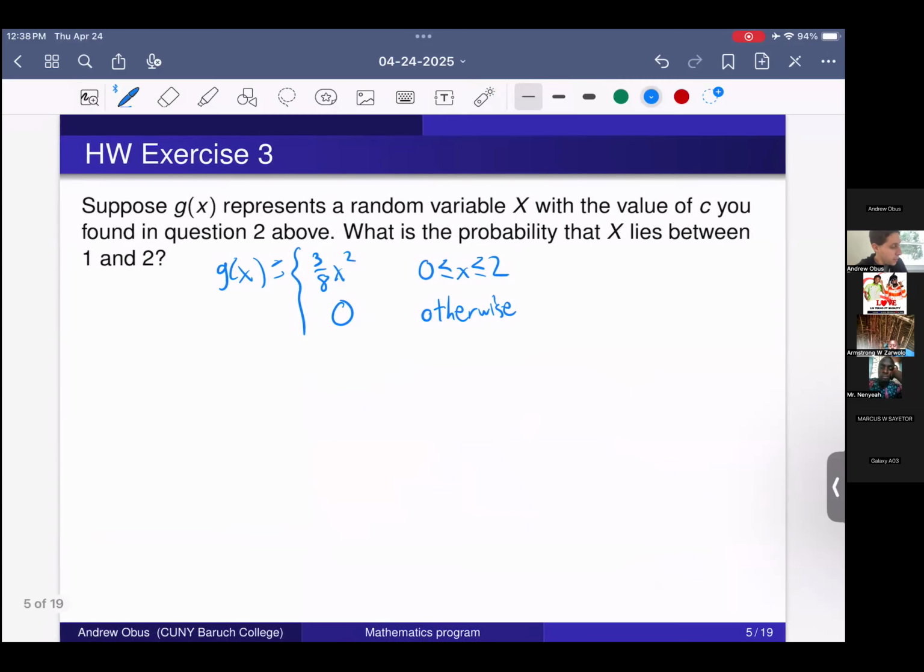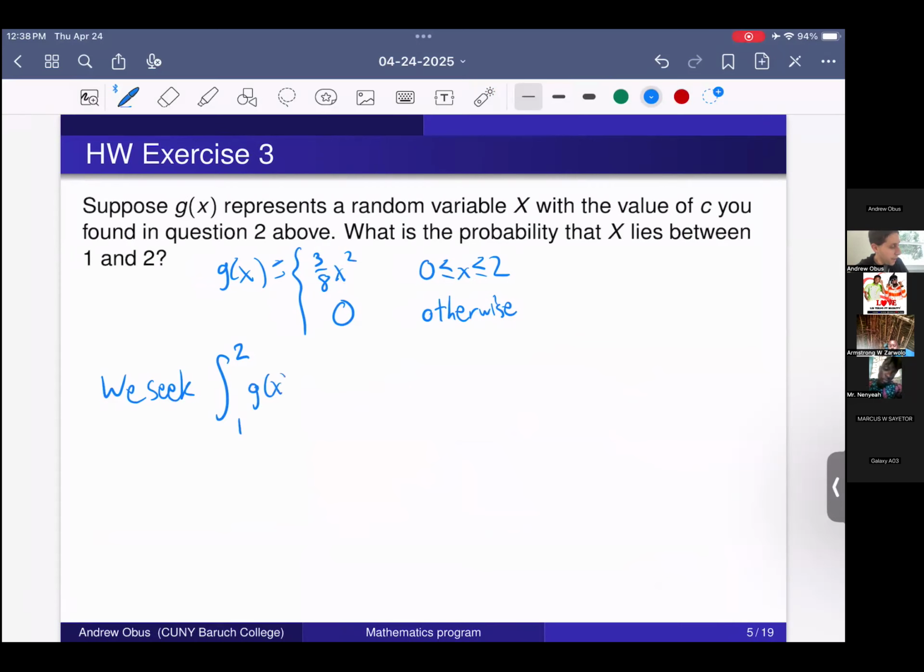Okay, so this is straightforward. How do you find the probability that x lies between 1 and 2? Well, we seek the integral from 1 to 2 of g of x dx. This is what we need to figure out. And so now we just do this, right? This is the integral from 1 to 2 of 3/8 x squared dx, which is equal to 3/8 times 1/3 x cubed, right? That's the antiderivative of x squared, 1/3 x cubed. And we evaluate that from 1 to 2.